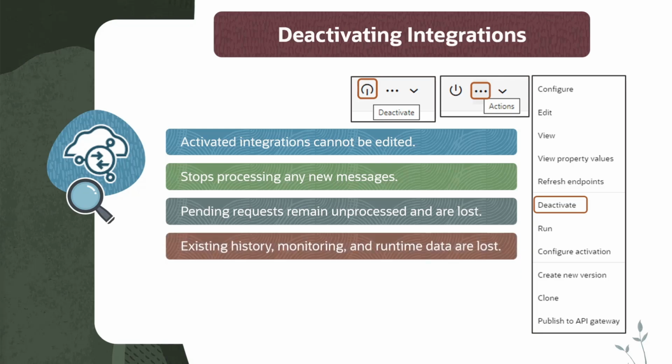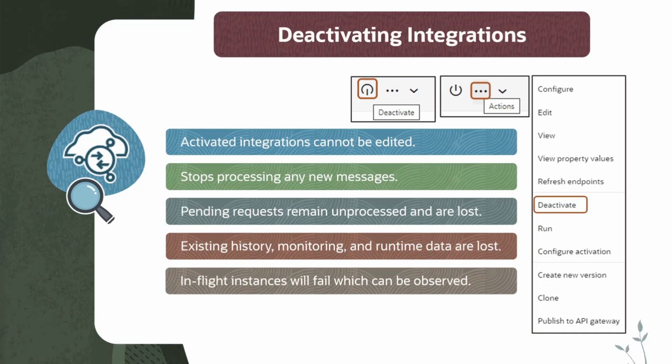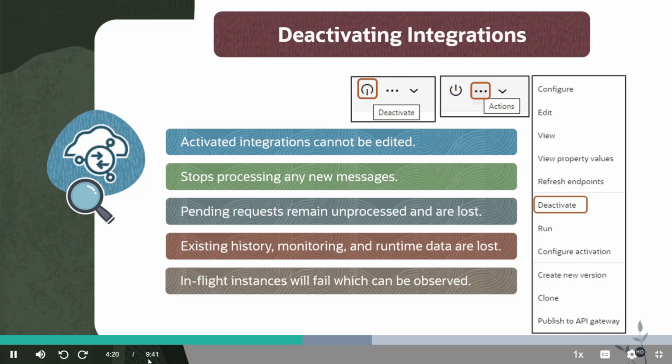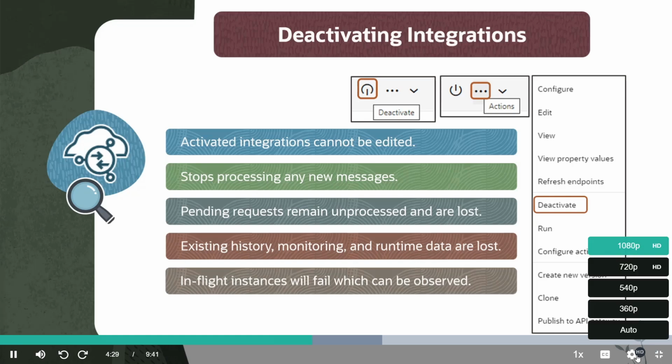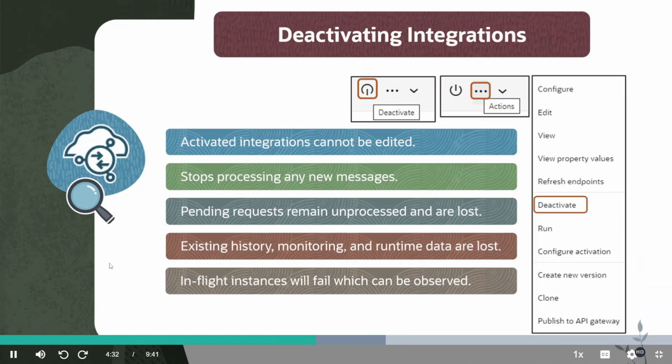Keep in mind that deactivation is equivalent to undeploying a project, which means all existing history, monitoring, and runtime data are lost. And since deactivation can take some time to complete after you initiate the request, during this period, there may still be in-flight messages being processed. Now, these processing instances will fail when the corresponding integration artifacts and resources are removed and undeployed. And you can observe different processing errors for the failed instances depending on the point of processing during the deactivation. You can also observe the failed instances occurring after the deactivation request as well.